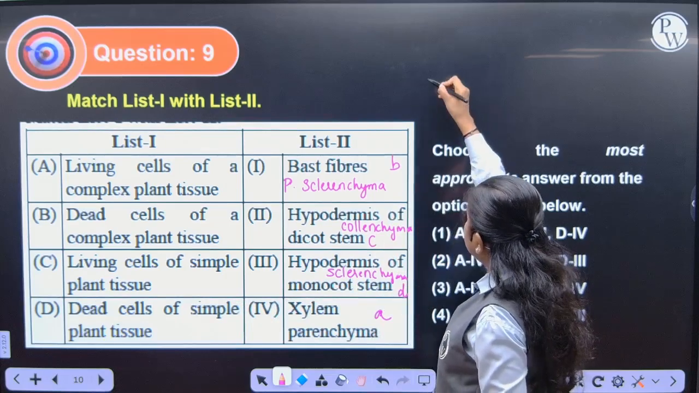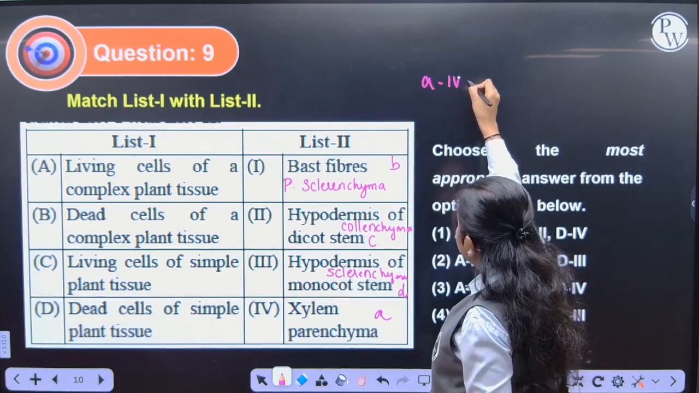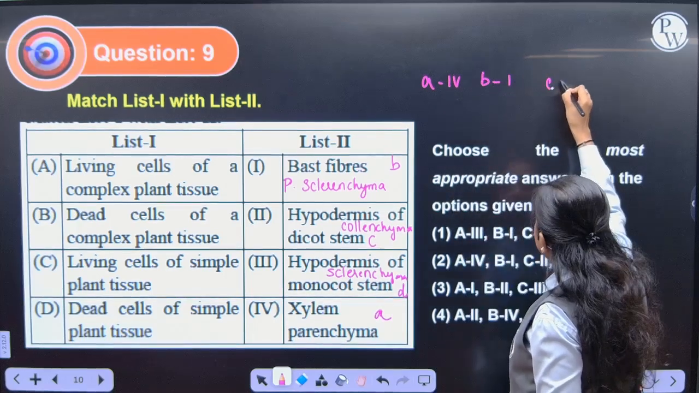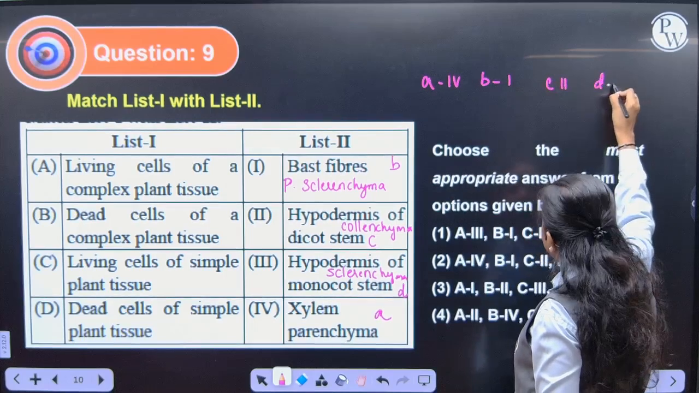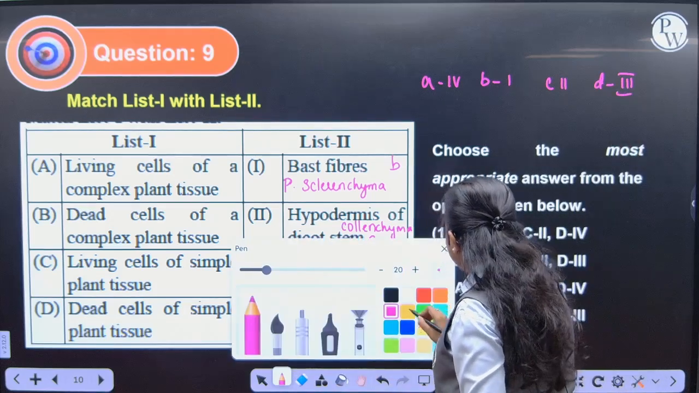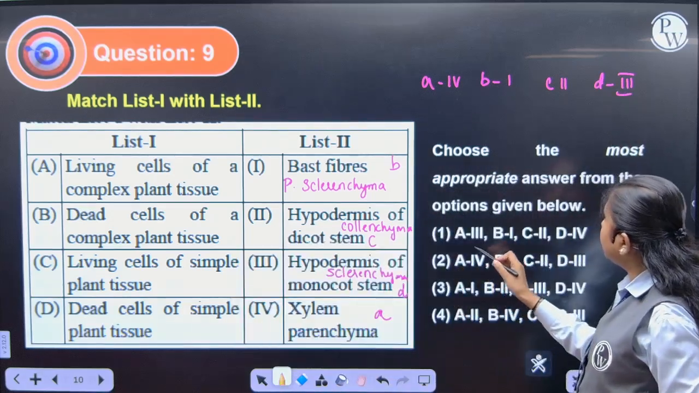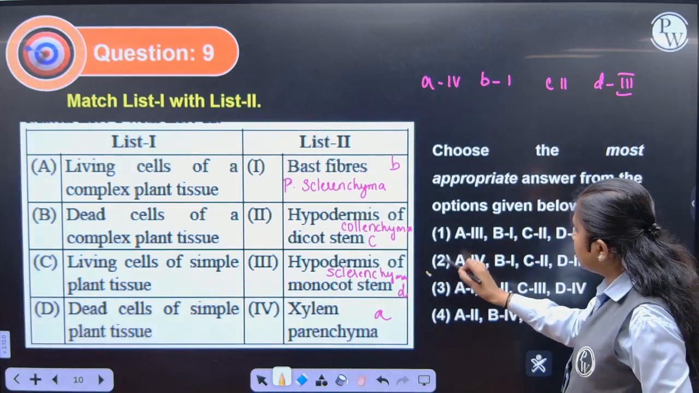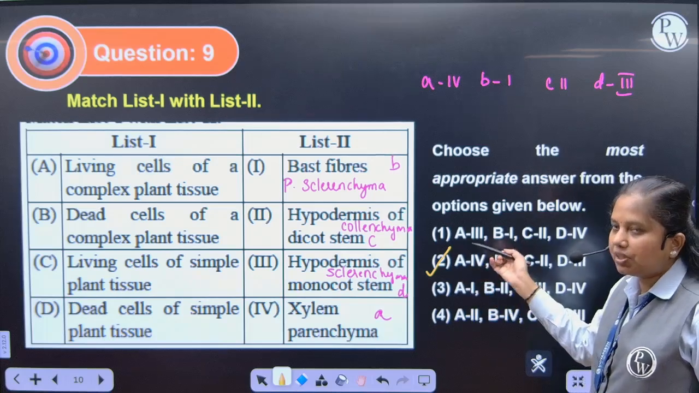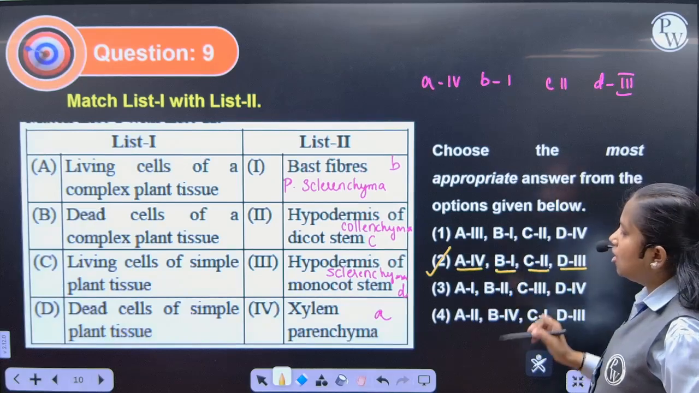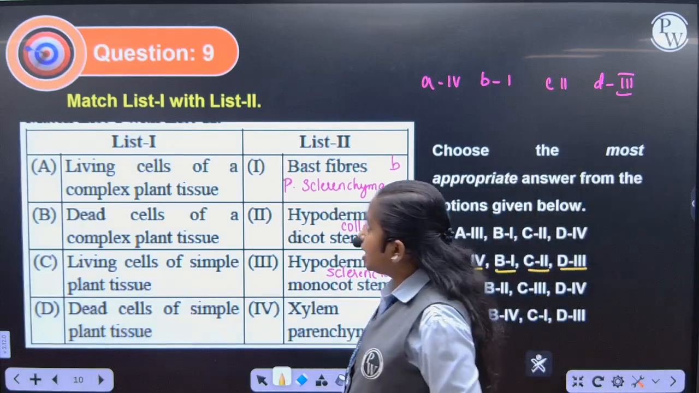So we have A as 4, B as 1, C will be 2 and D will be 3. When we look into the options, option 1 says A3, B1, C2, D4, and the only option having A4 is option number 2. So with that we can come to a conclusion: A4, B1, C2, D3. Option 2 is the right answer.